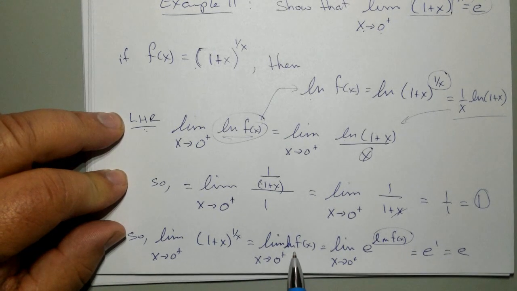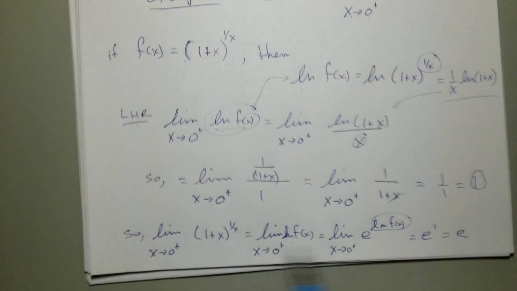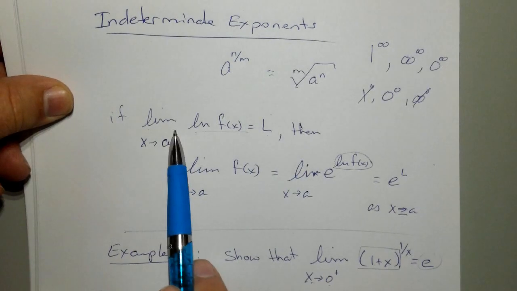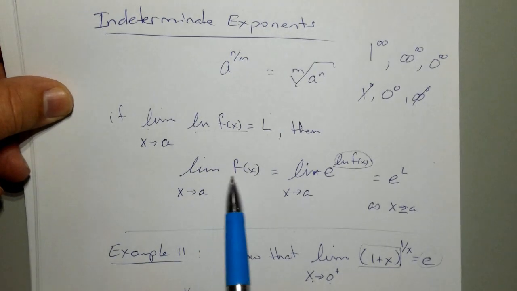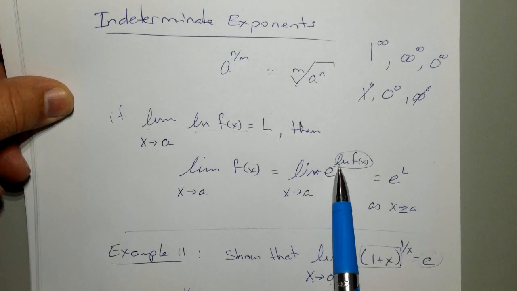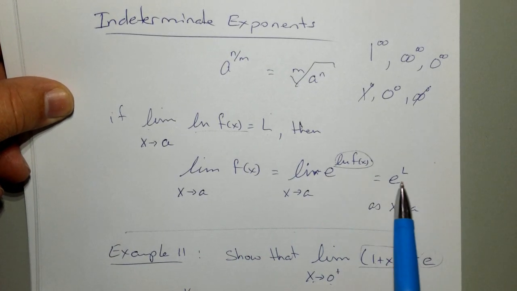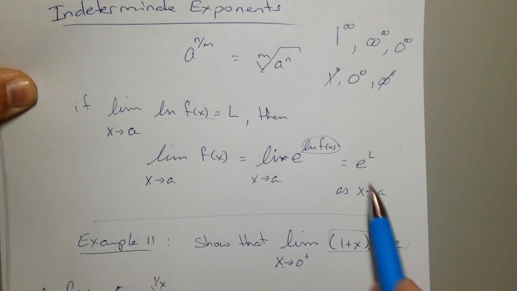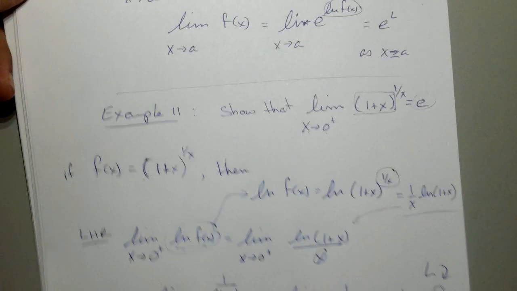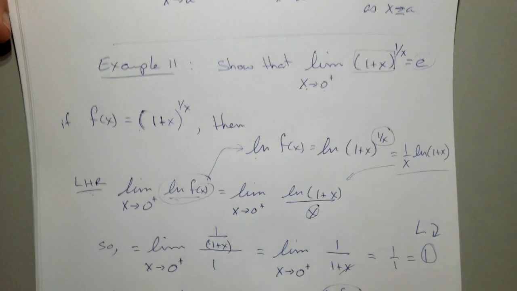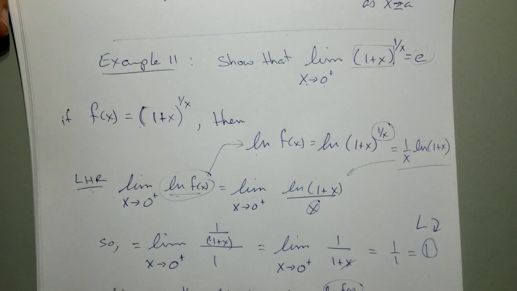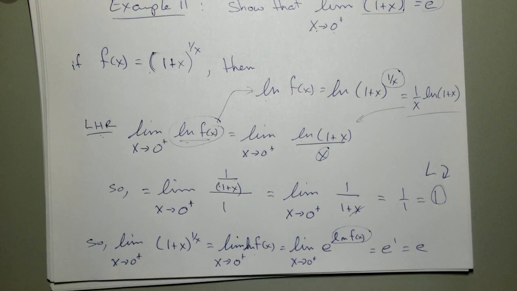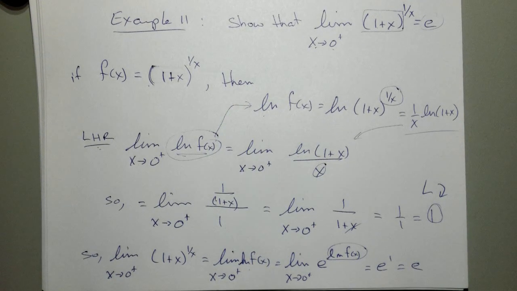Now, this part here is saying, where did all this come from? It came from here: if the limit of the ln function is L, then the limit of f of x is equal to the limit of e to the power ln f of x, which is e to the limit. This is the limit. So it's e to the power 1. So we're using this rule in here. Any questions?